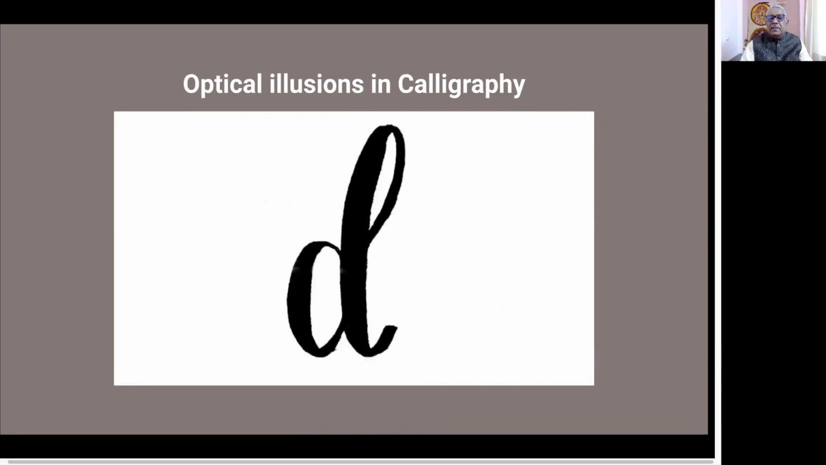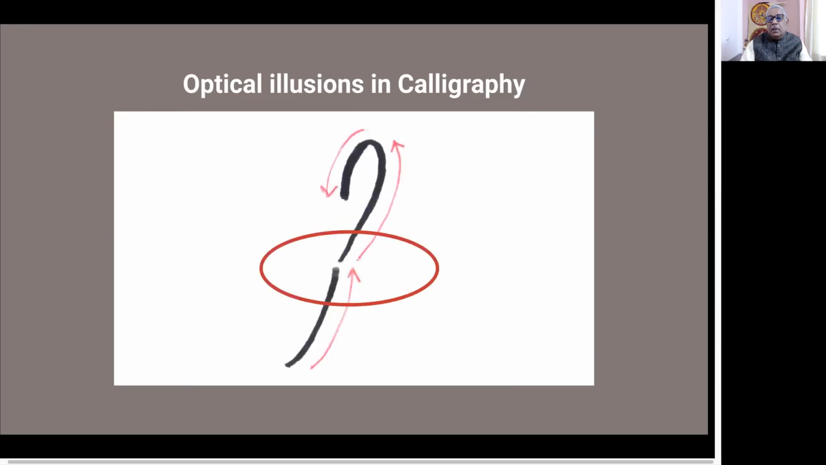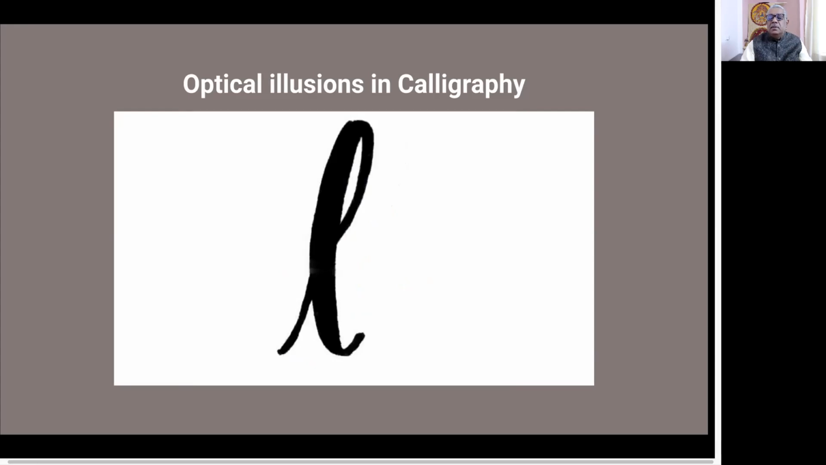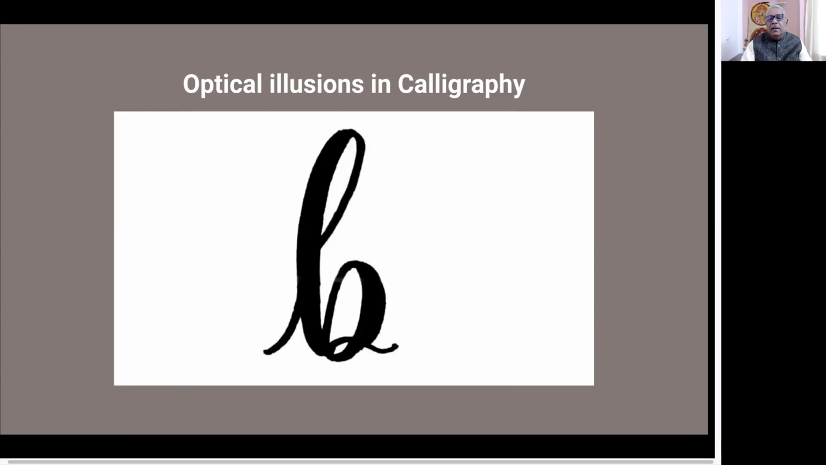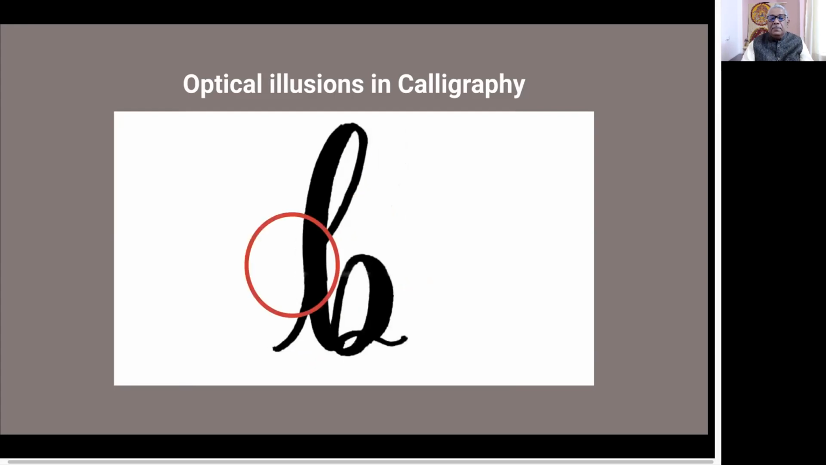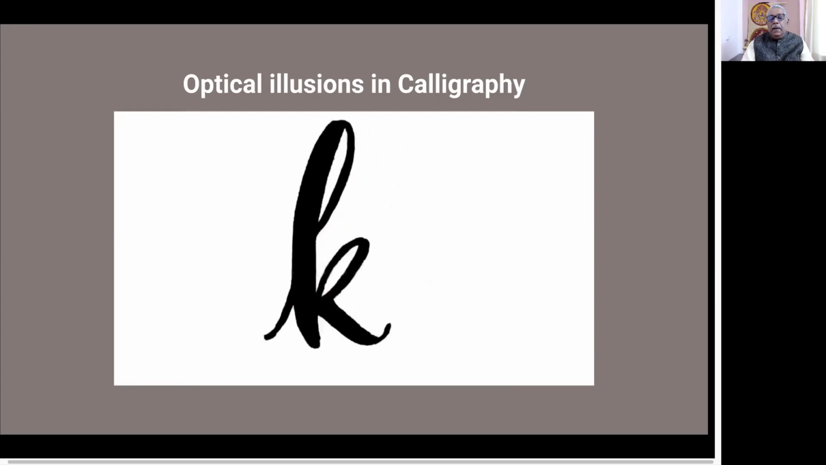Another character is lowercase d. Also, you can see how the angles of the strokes are changing whenever there is a thick stroke overlapping this kind of diagonal stroke. So this keeps on repeating in many of the characters in brush pen calligraphy. This is lowercase l. And lowercase b also is a wonderful example of how optical corrections are done and certain design decisions are taken to improve the legibility of the character. This is lowercase k. Again, this change in the angle of the upstrokes.